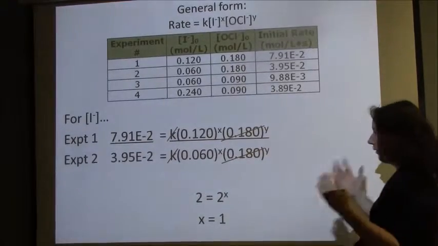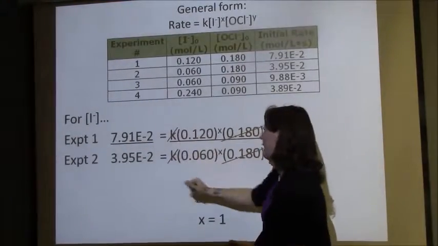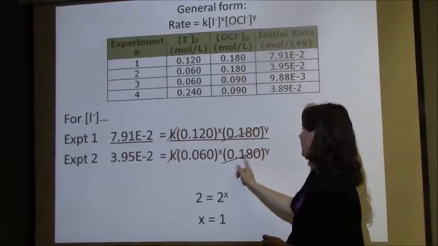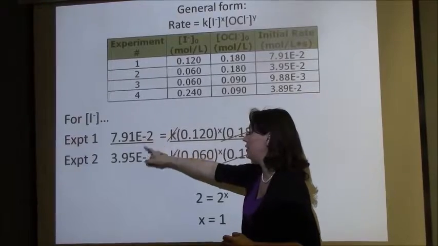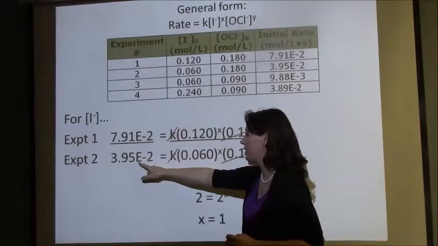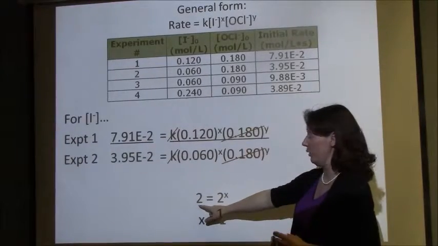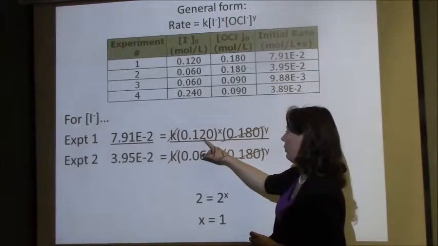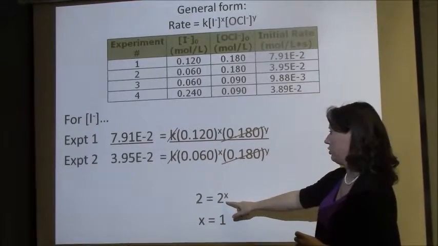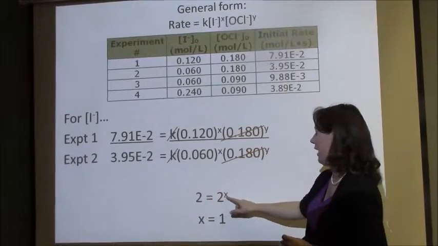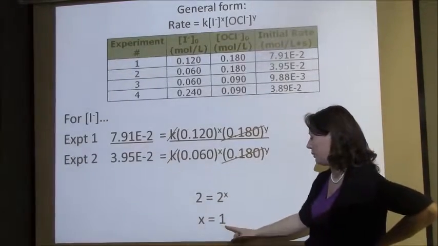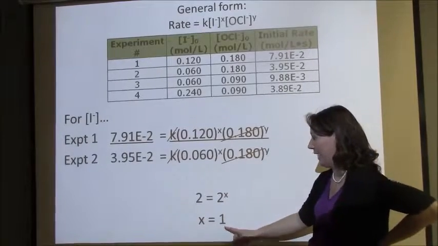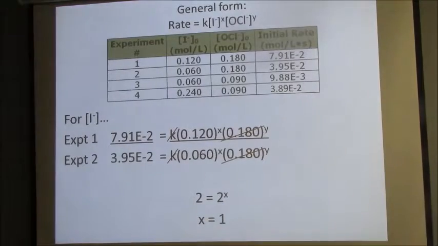Now when you do the dividing, you notice the k's cancel, and this cancels. So it leaves me 7.91 times 10 to the negative 2 divided by 3.95 times 10 to the negative 2, which is 2. It's very close to 2. And then 0.12 divided by 0.06 is 2. So I get 2 equals 2 to the x. So what number must x be? Well, x must be 1, right? Because 2 to the first is 2. So now we know what the value of x is.